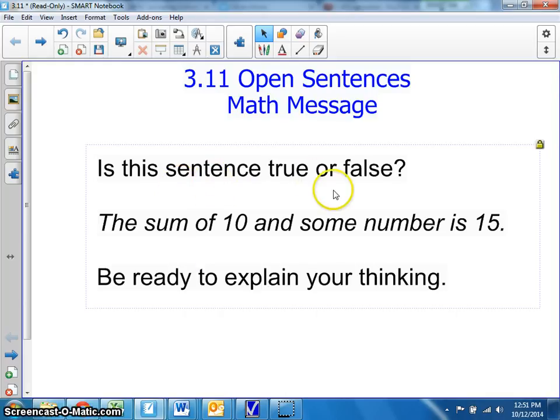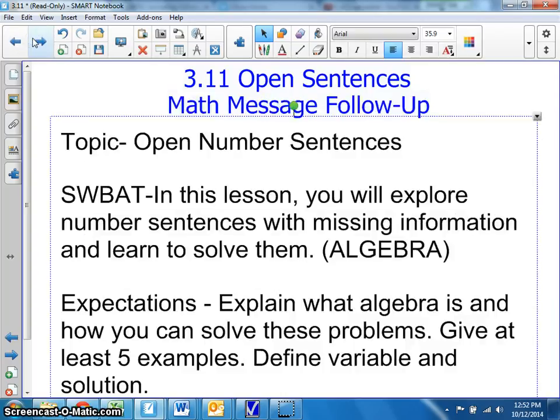Is this sentence true or false? The sum of 10 and some number is 15. Let's explain your thinking on that. What do you think? So our topic today is open number sentences.